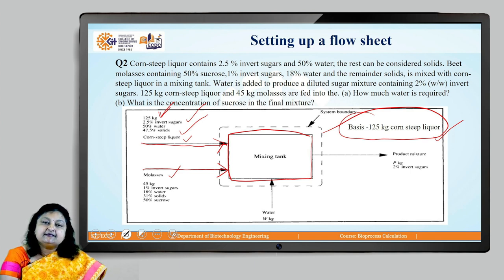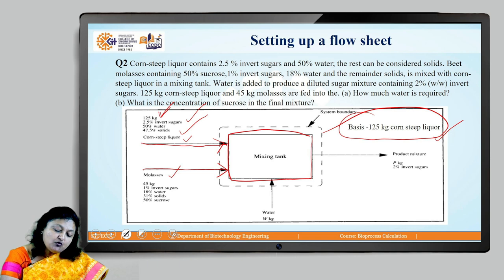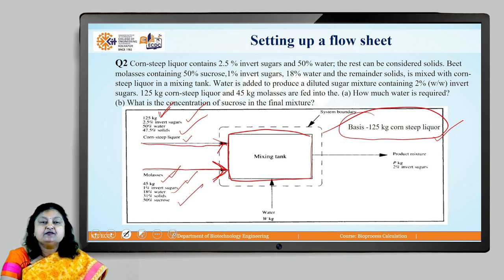Now the next input stream is molasses. Now here molasses, the content is given. 45 kg molasses are fed into the tank in the problem statement. So this is the molasses stream, 45 kg, then it contains 1% invert sugar, 18% water and 50% sucrose. So need to mention in the flow sheet the composition in detail.